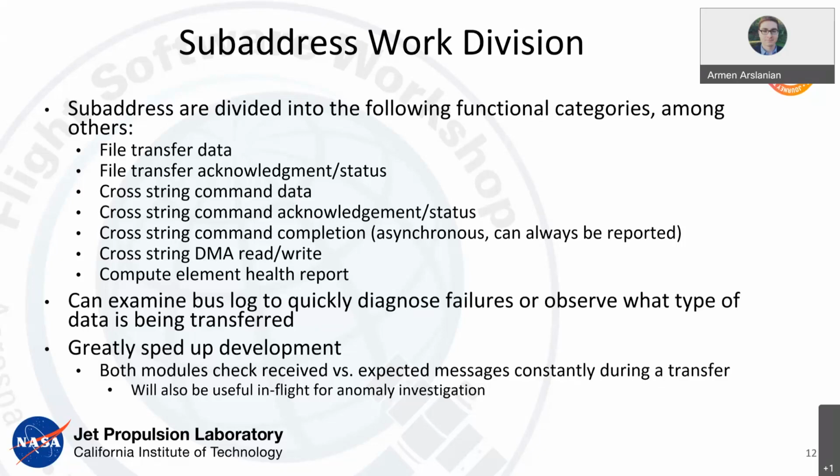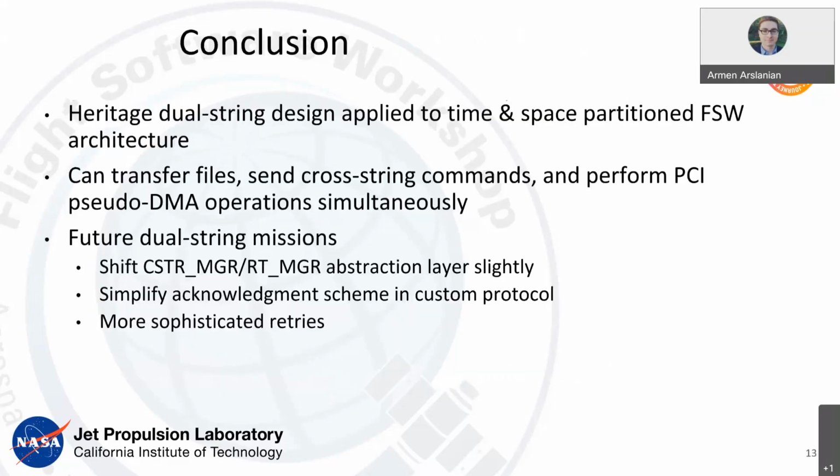If one side reports that there was a termination of transfer of data, we know exactly at what step of that data transmission it was terminated, and we actually know what the reason was and what the expected outcome should have been. So that'll help us greatly in anomaly investigation.